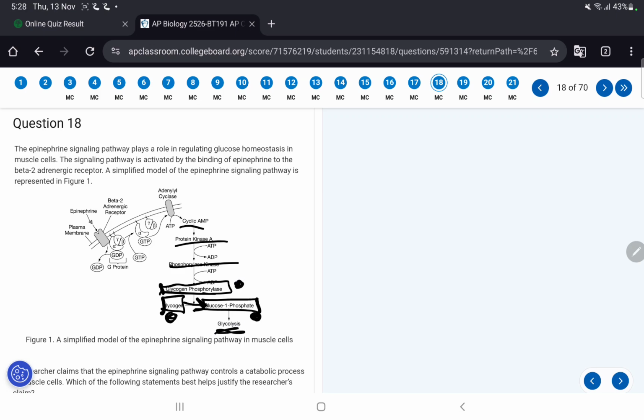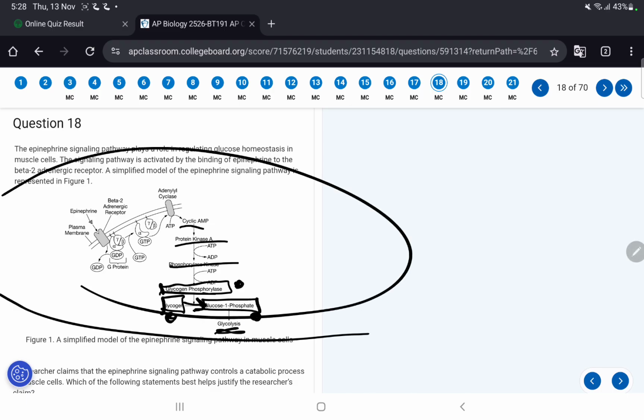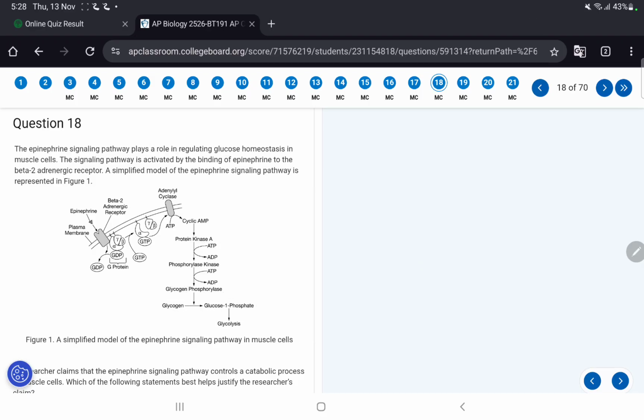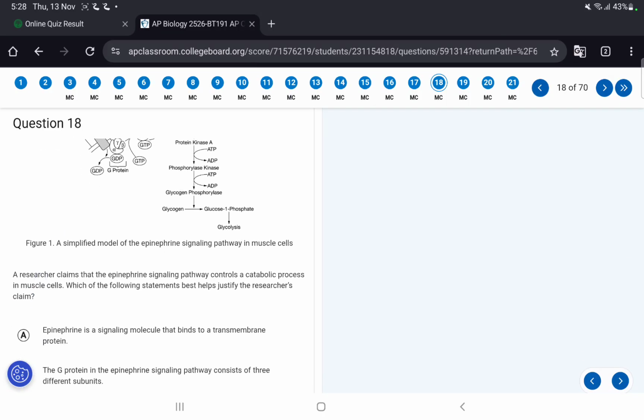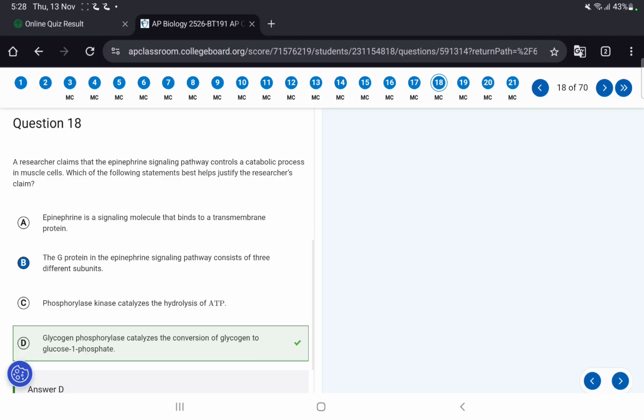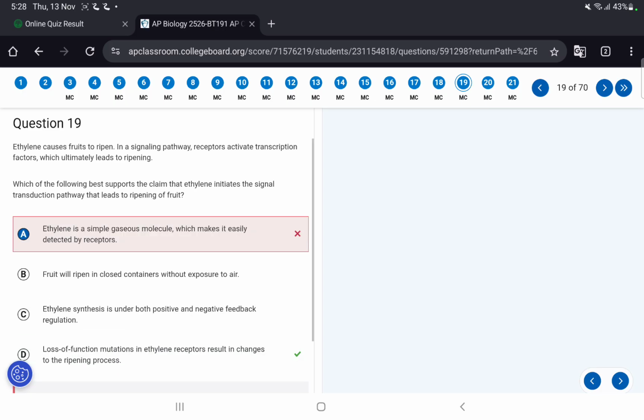Okay, just like hydrolysis is breaking a bond, glycolysis is breaking down glycogen into glucose 1-phosphate, and that is the only catabolic process we see in this big messy thing. Which is why we're going to go with glycogen phosphorylase catalyzing the breaking down of glycogen into glucose 1-phosphate. I think that's how they said it, no? Yeah, glycogen phosphorylase catalyzes the conversion of glycogen to glucose 1-phosphate.